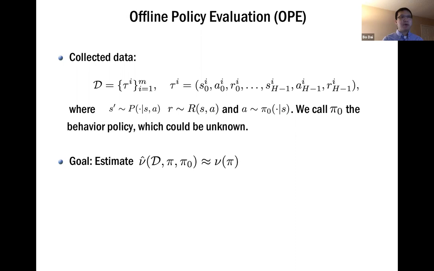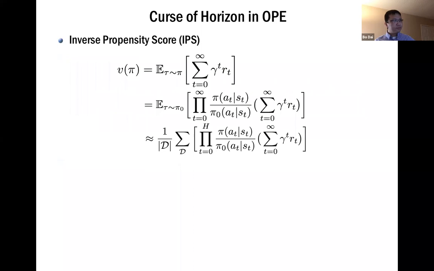Sometimes we don't know who provides the data for you, which means we don't have access to information about pi zero. So this setting is called behavior-policy-agnostic OPE. So let's see how people approached this task before.